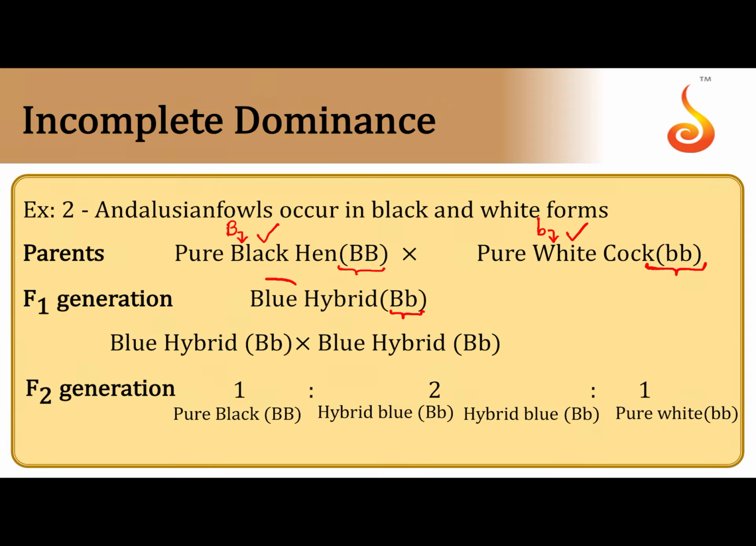But see the surprising thing that happens over here. The feather color of the F1 fowl is neither black nor is it white. It is somewhere in between. You can say it is intermediate in nature. It does not resemble either of the parents. So this kind of a feature is a feature of incomplete dominance.